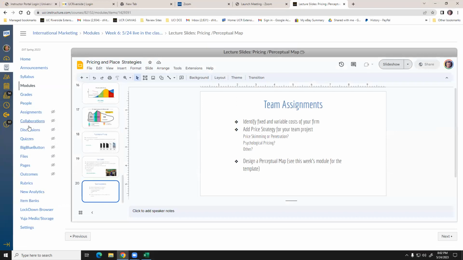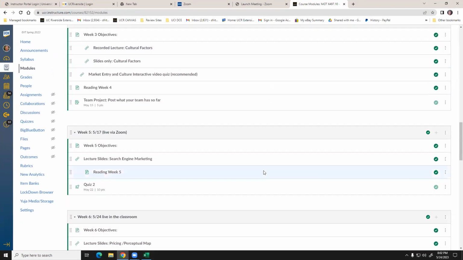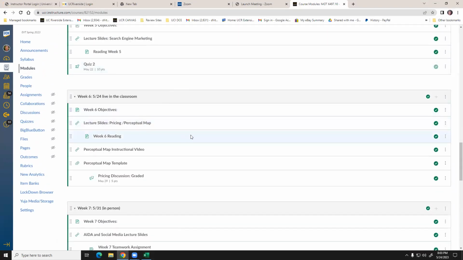Then when we go back to the modules, we're going to be looking at module 6. You've already found the lecture. These are the slides that accompany the lecture, the readings. This is the instructional video. If you really want to review again how the perceptual map works, I made a short YouTube video that explains it. Here's the perceptual map template, and then there's a pricing discussion that I need you to take part in.